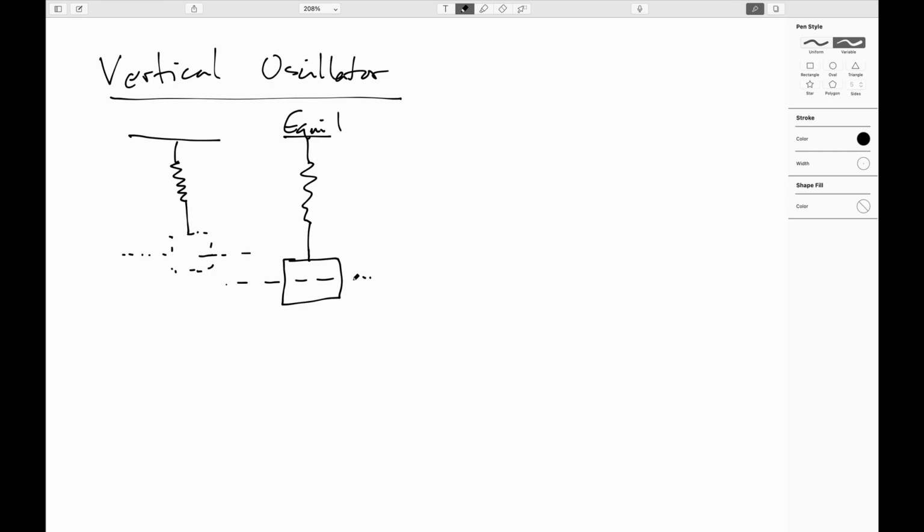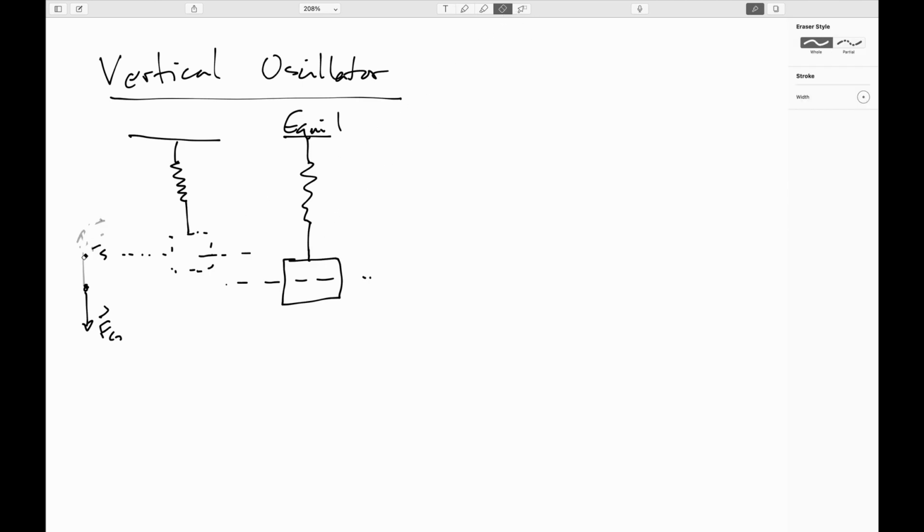The system just naturally wants to hang out at a point where the stretch is big enough that the force of the spring pulling up on it exactly counterbalances the force of gravity pulling down on it. But since the force of the spring is proportional to the stretch, there has to be some stretch.